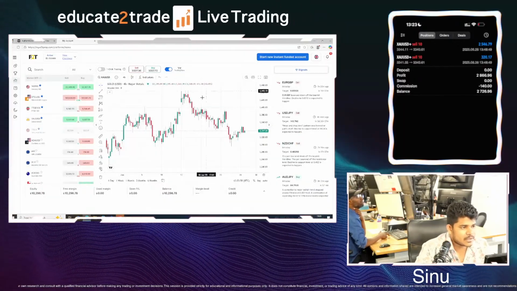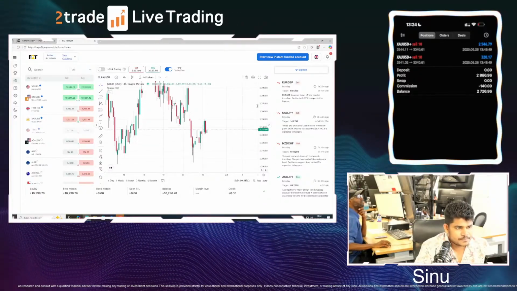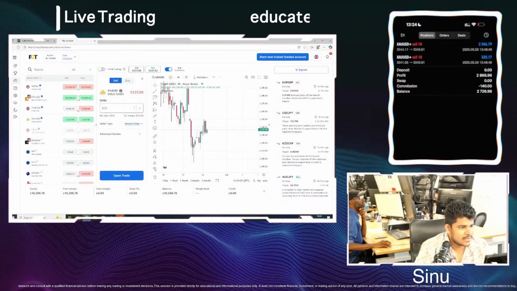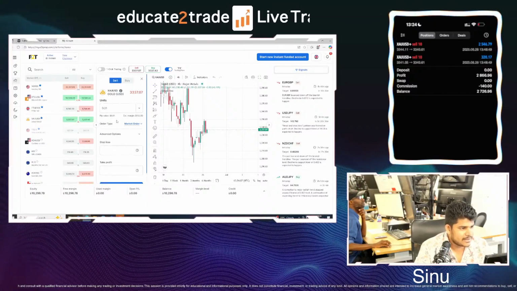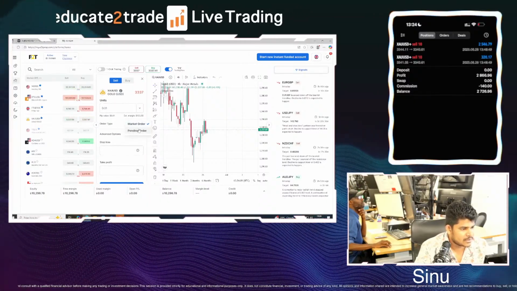Let's go back and place an order within gold. I'm going to short this and initiating an advanced position. My entry would not be a market order, it's a pending order.